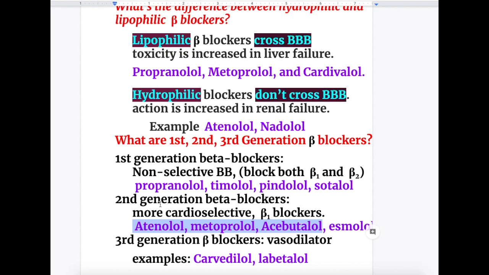We'll discuss them when we come to the beta 1 and beta 2 receptor separate videos. And third generation beta blockers are more vasodilator. Examples of them are carvedilol and labetalol, because they block both alpha and beta receptors.